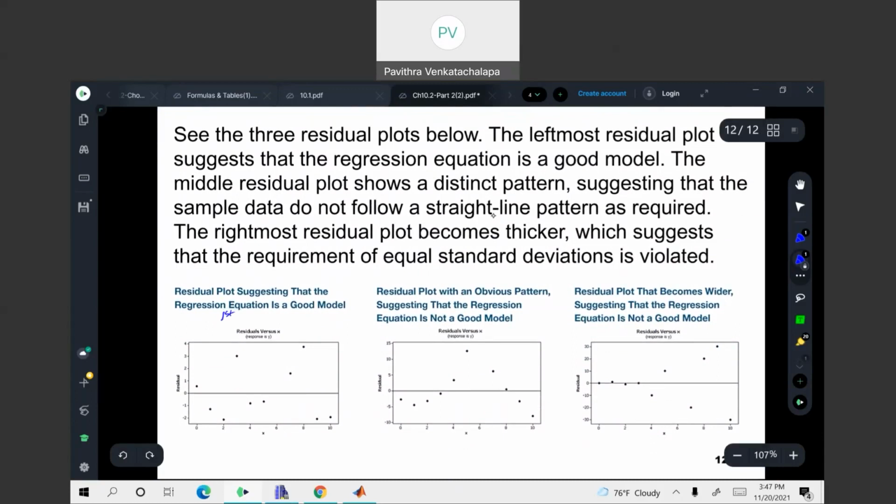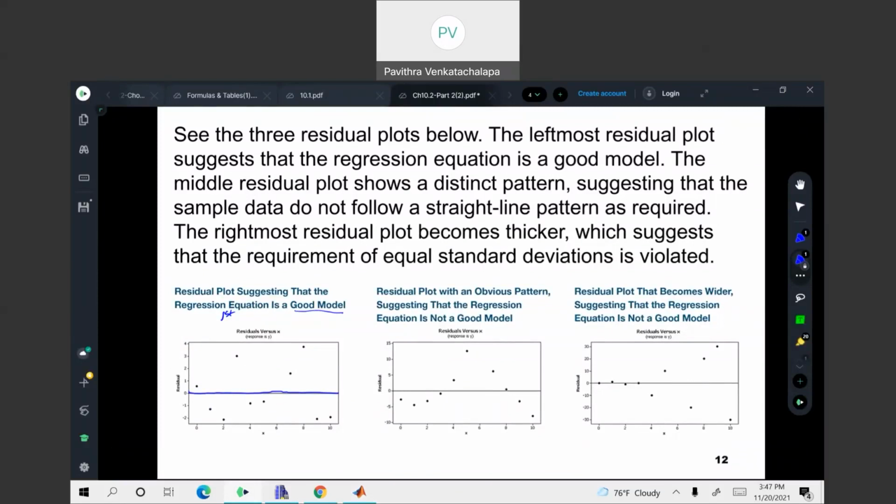The first graph is a good model because if you go on predicting the values, you can see the points are going near the straight line. I want the data points to follow the straight line, right? We can see that the points are somewhat coming near to the line. So this is the first plot, and I say this is a good model.